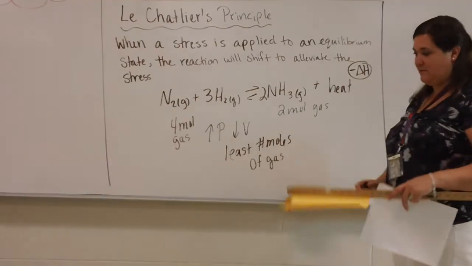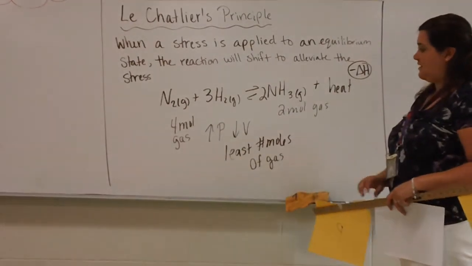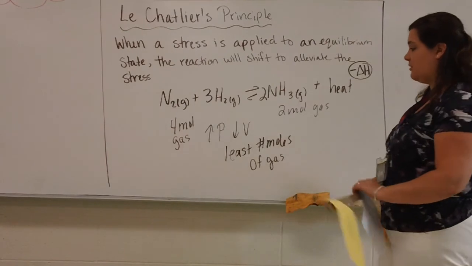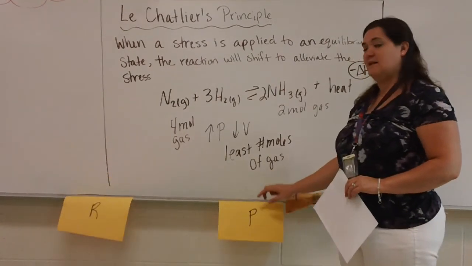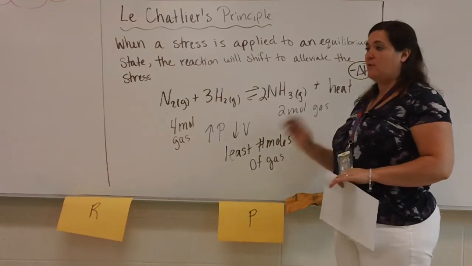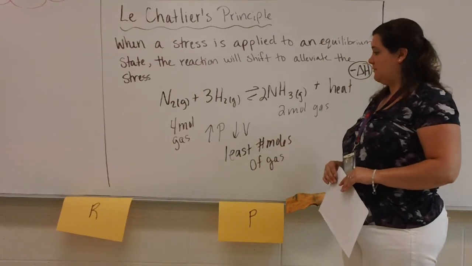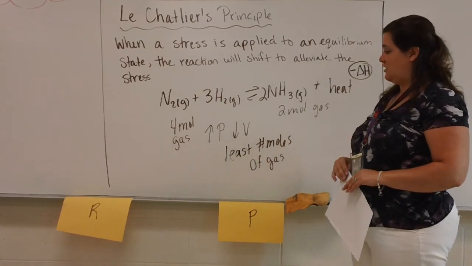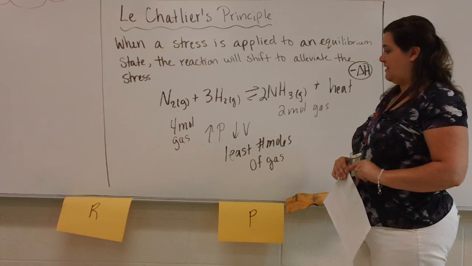And finally, what happens if we add a catalyst? The answer for that is nothing. There's no effect from a catalyst because the catalyst increases the rate of both reactions by the same amount. And so there is no change in equilibrium. So a catalyst has no effect.